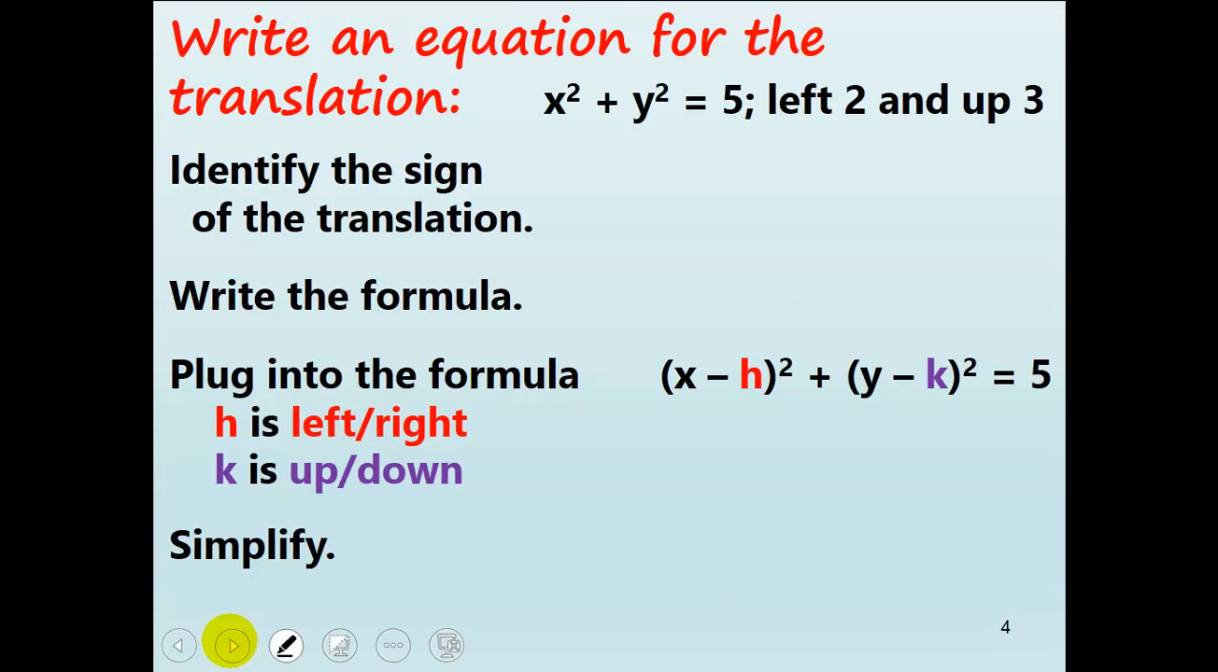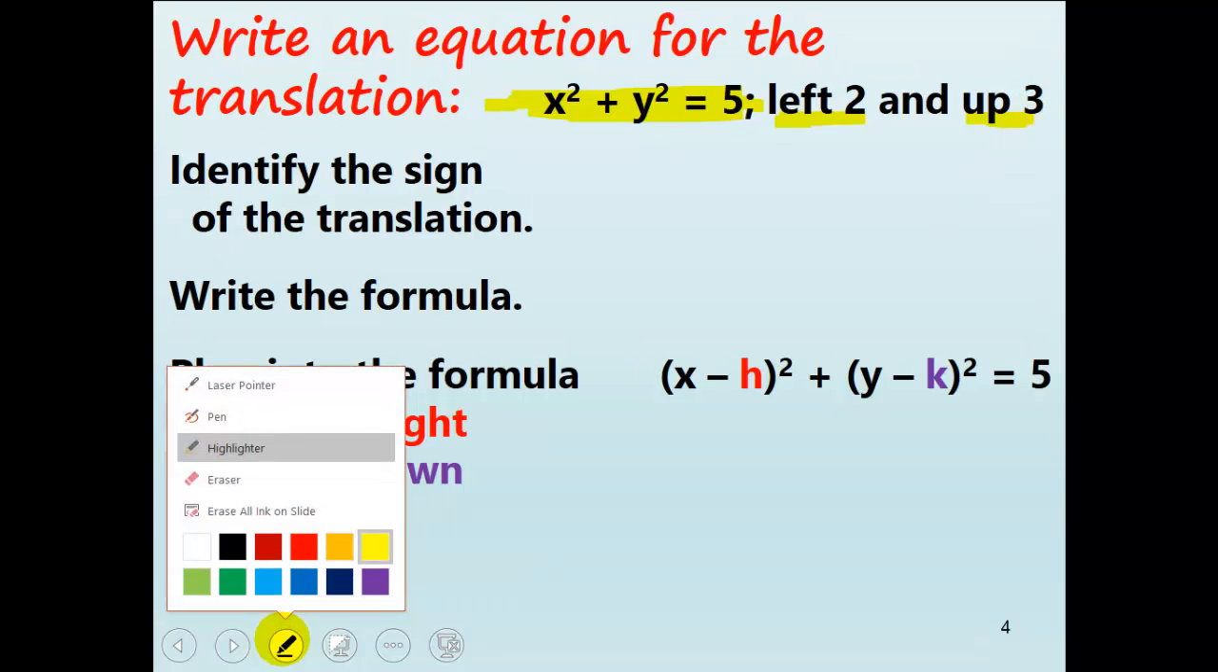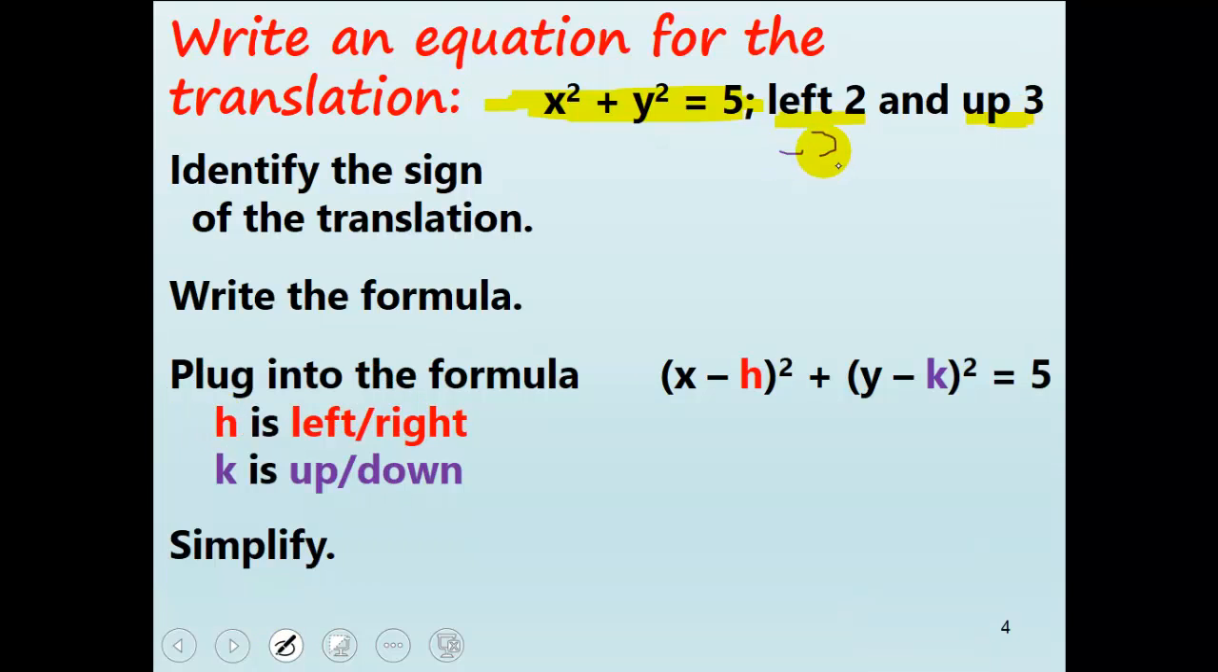All right, now what we're going to do is learn how to translate or move our circle around the coordinate plane, okay? You're going to be given a circle that's centered on 0, 0. See how this one's centered on 0, 0? My H and my K are both 0, okay? Now I want to move it left 2 and up 3. So left would be a -2, and up would be a plus 3, okay?